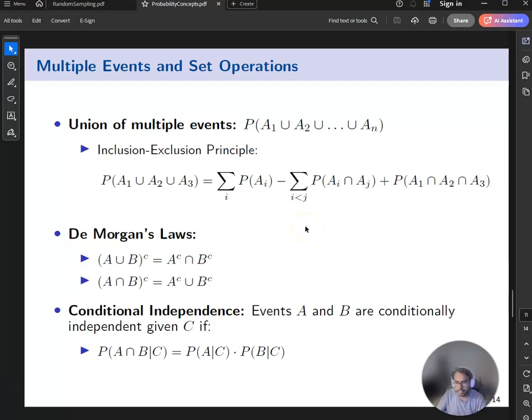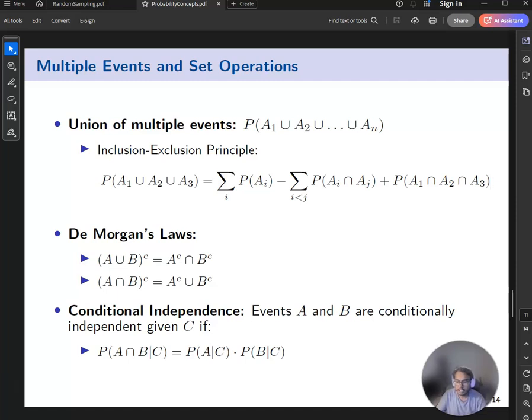It gets a bit tricky because there are several layers of overcounting happening. So we need to avoid counting overlapping parts multiple times, and this inclusion-exclusion principle comes in. In other words, we add up all the individual probabilities, subtract the overlaps, and then add back the triple overlap to get the correct count. De Morgan's law helps us work with complements of unions and intersections. It's really useful for rephrasing probability problems in more manageable ways.